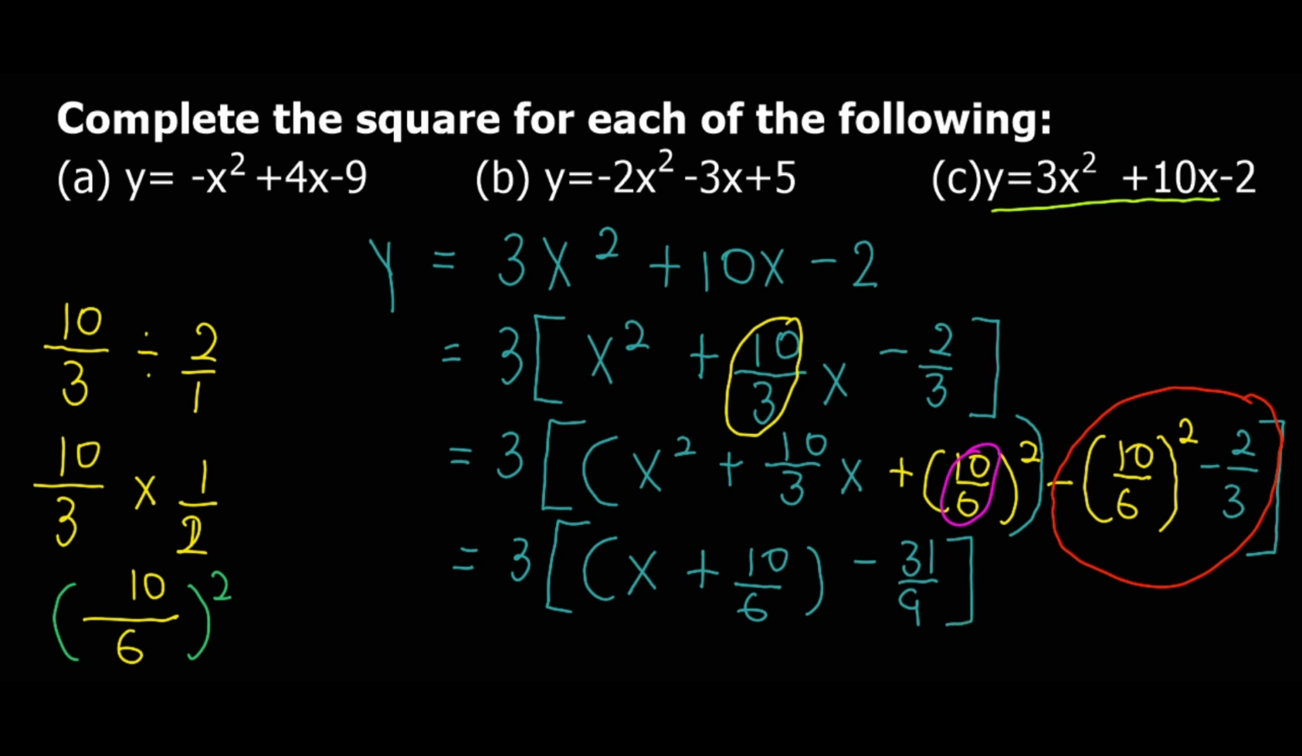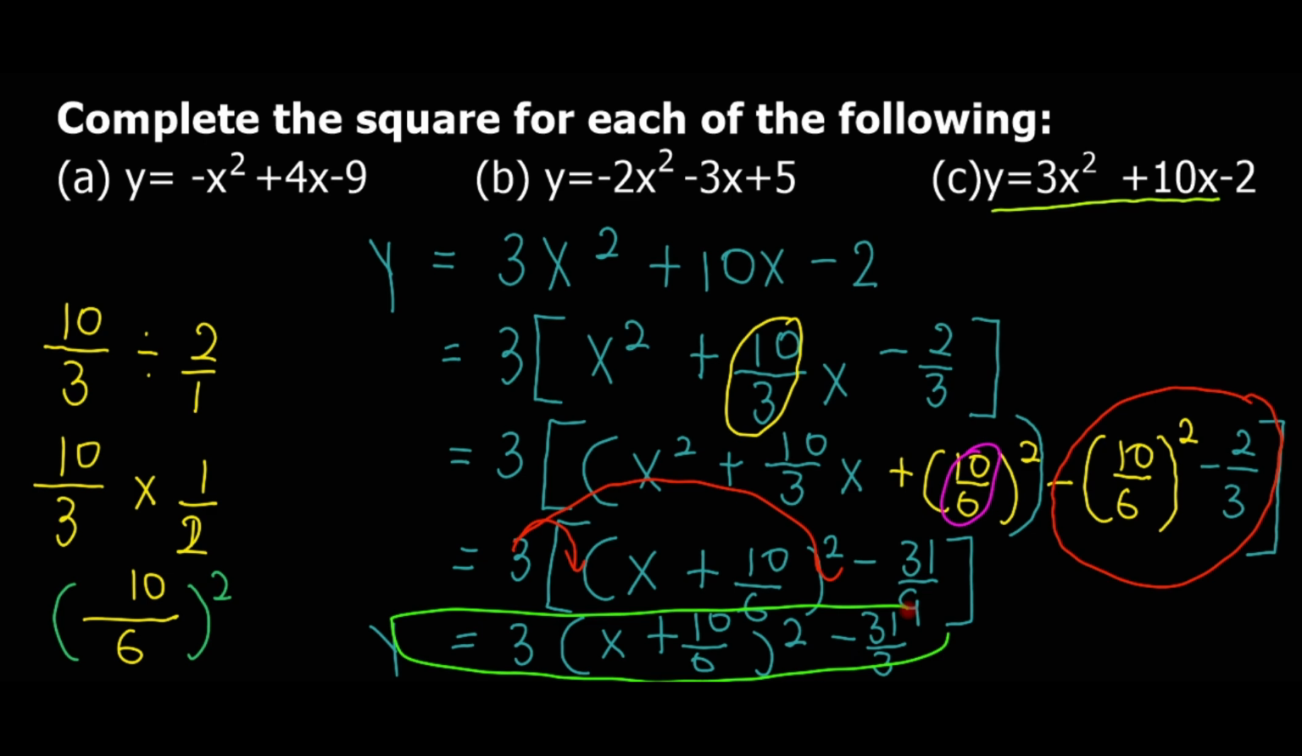And then from there, multiply out the bracket. We write 3 times this one, and then times the other one there. So as our final answer, this is 3, and then remember the squared by the way. This is x plus 10 over 6, all squared. And then 3 times negative 31 over 9 gives negative 31 over 3. And then this is the final answer. So you can see that it's not difficult at all.